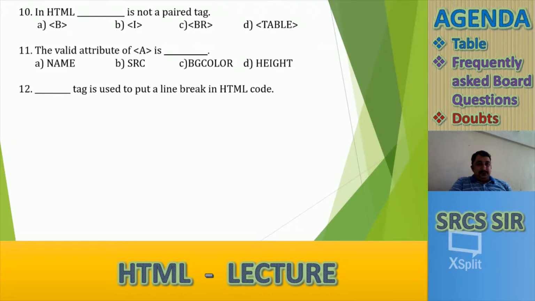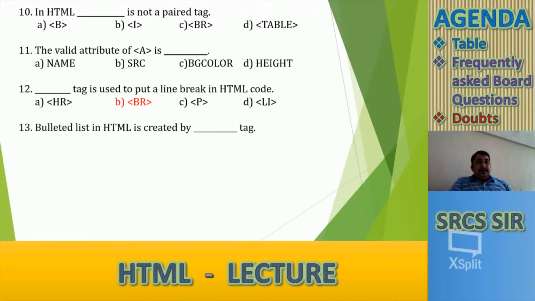Dash tag which we are using to put a line break in HTML code. Break, good. Fine. Next is bulleted list in HTML is created by which tag? Bulleted list in HTML is created by which tag? UL.